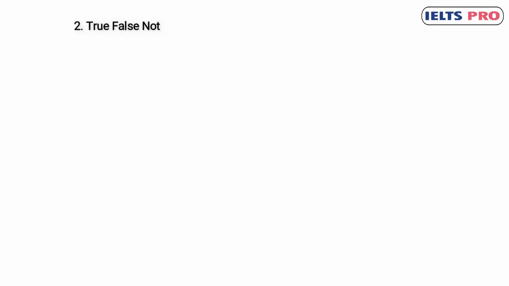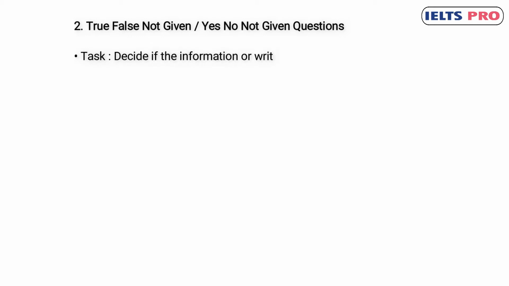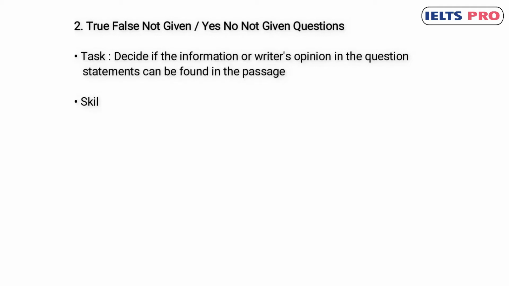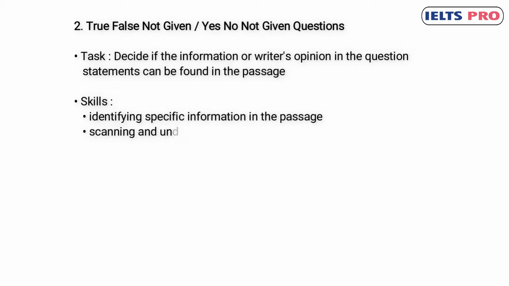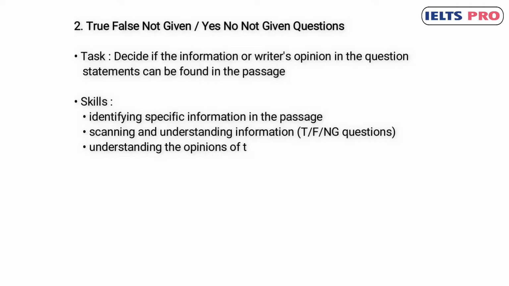2. True, false, not given, or yes, no, not given questions. Task: decide if the information or writer's opinion in the question statements can be found in the passage. Skills: identifying specific information in the passage. Scanning and understanding information, T or F or NG questions. Understanding the opinions of the writer, Y or N or NG questions.